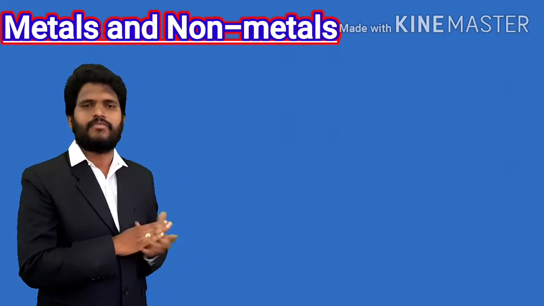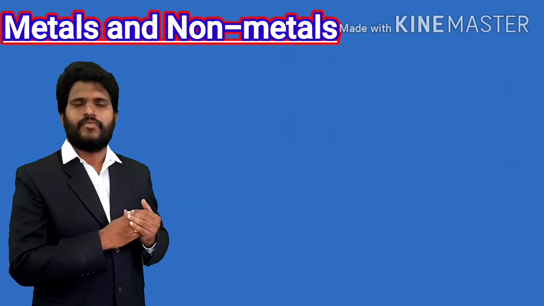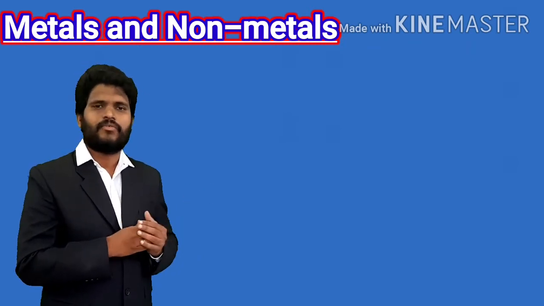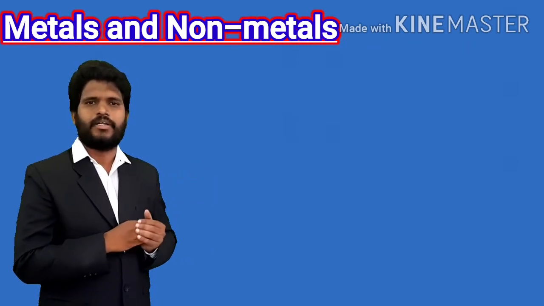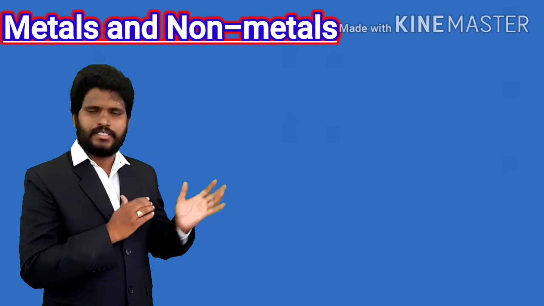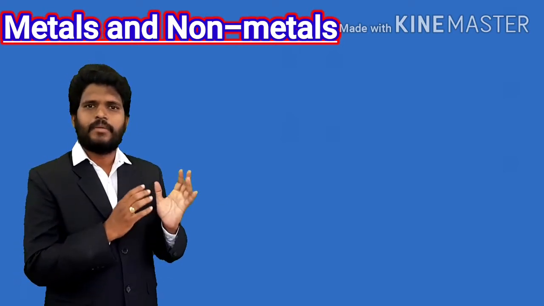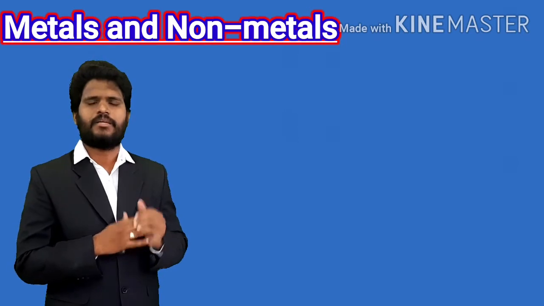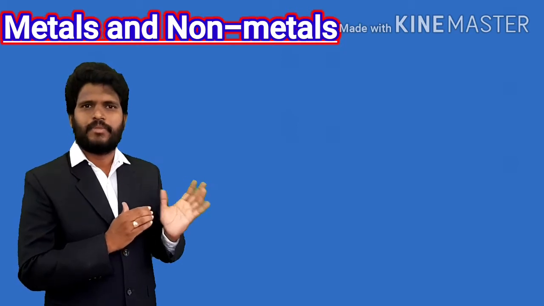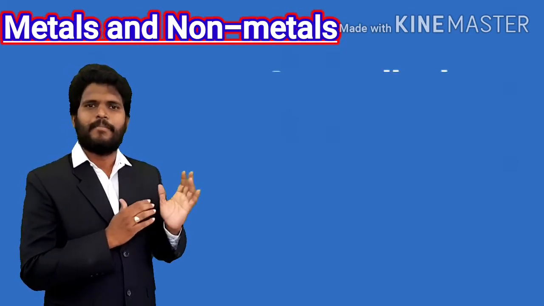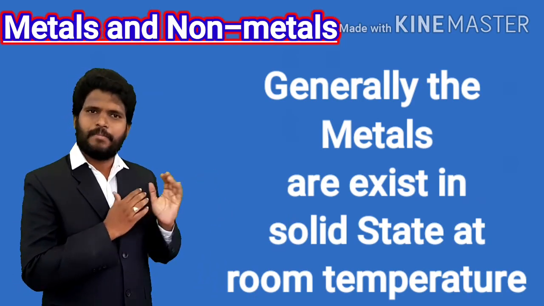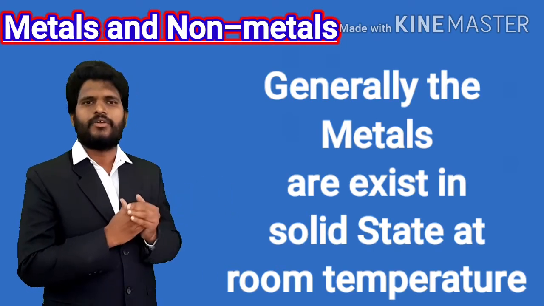That means in the 9th class we are going to discuss. In your 9th class, we have a chapter that is Matter Around Us. In that lesson, in a very detailed manner, we are going to learn about the physical properties of matter. So coming to here, what we have to know is in which physical state the metals exist. Generally, metals exist in solid state at room temperature.